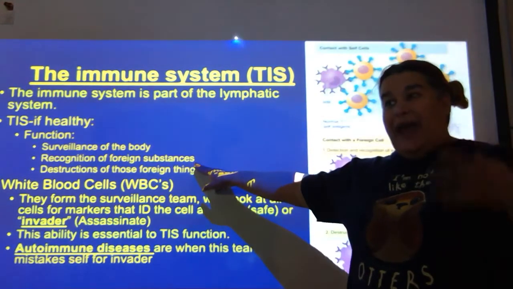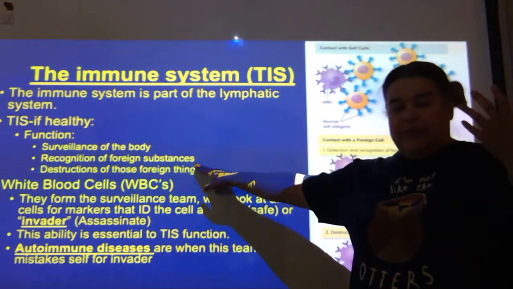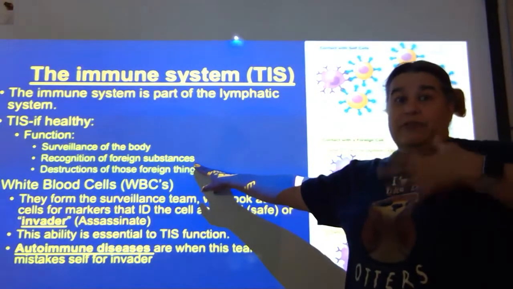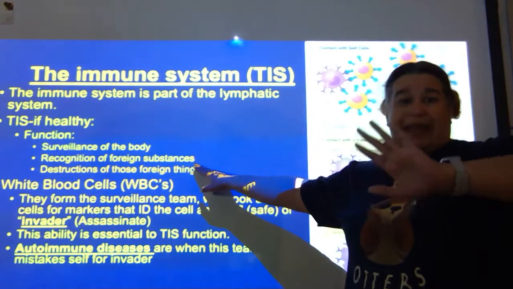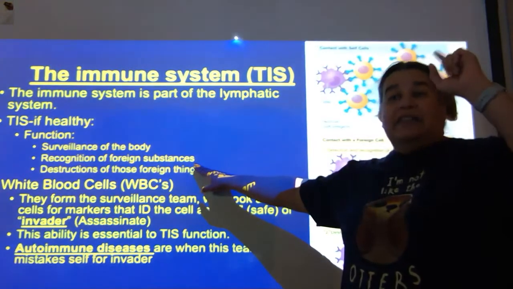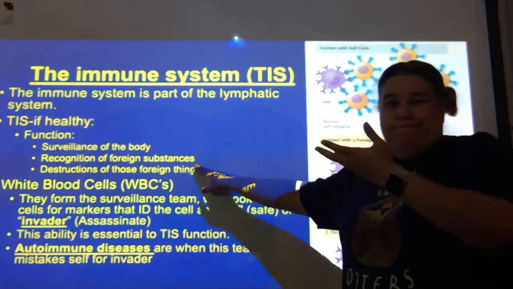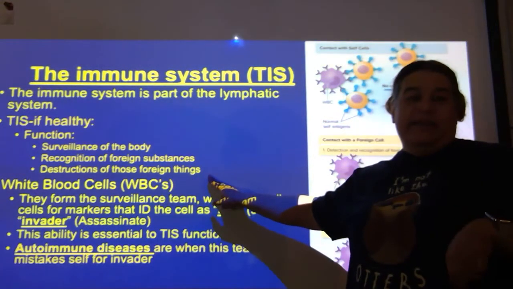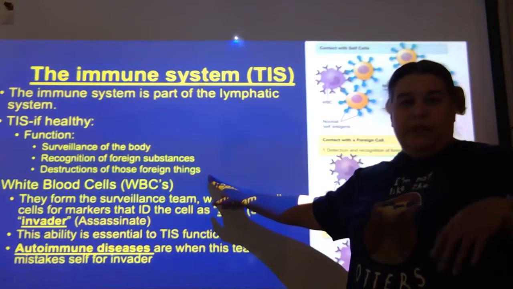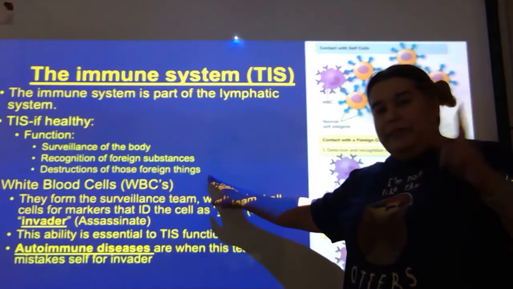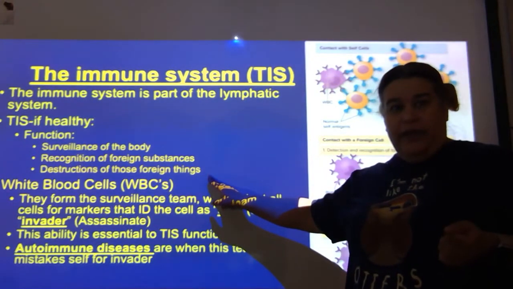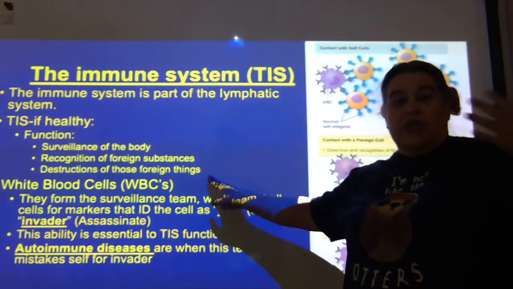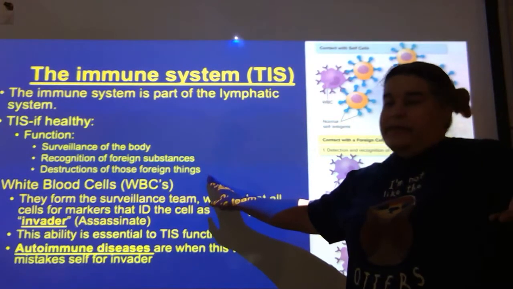It needs to have the ability to recognize when something foreign is in the body. I need to be able to tell the difference between my cells that are normal and healthy and wonderful and, let's say, Staphylococcus aureus. If I do recognize something that is not supposed to be there, I need to have the ability to kill it, to destroy it. If it isn't there, it can't get me sick. So if I kill it, it can't make me sick.